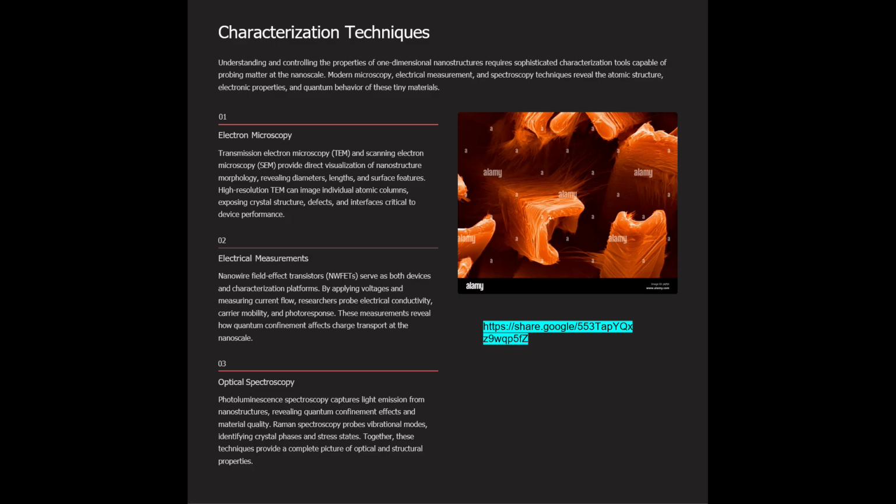Optical spectroscopy. Photoluminescence spectroscopy captures light emission from nanostructures, revealing the quantum confinement effects and material quality. Raman spectroscopy probes vibrational modes, identifying crystal phases and stress states. Together, these techniques provide a complete picture of optical and structural properties.